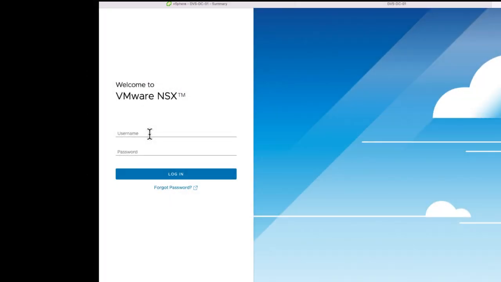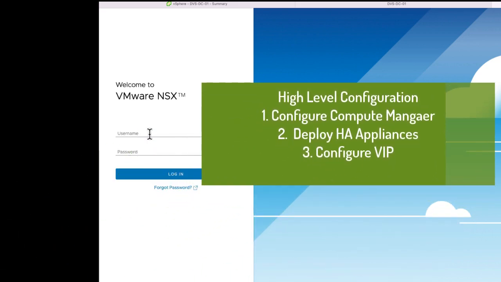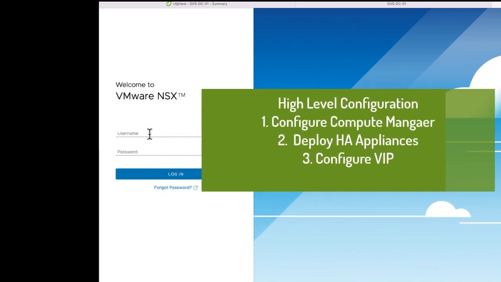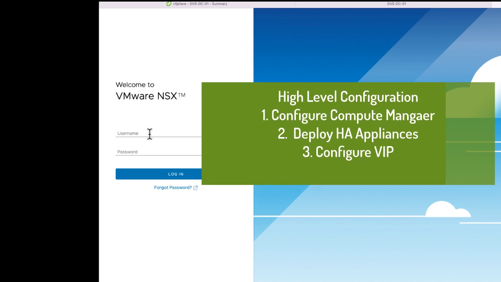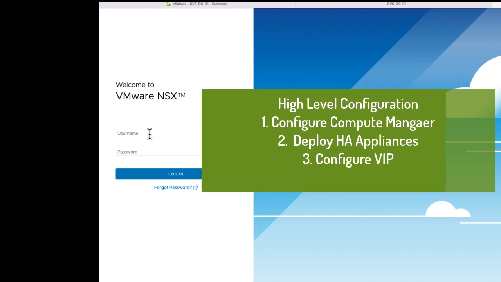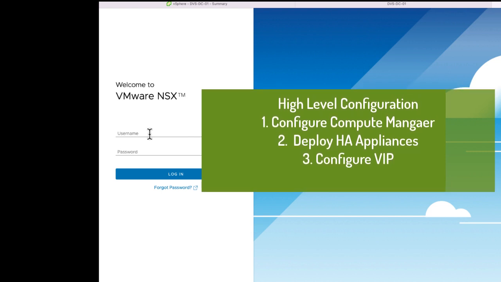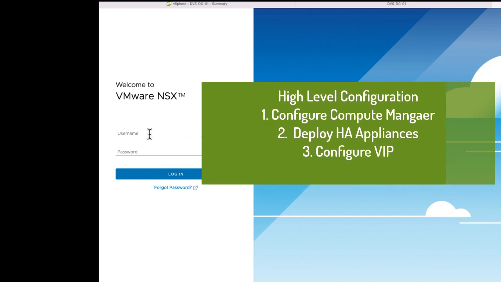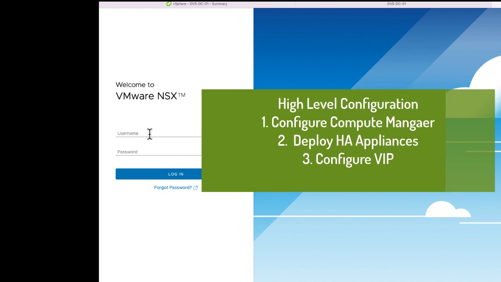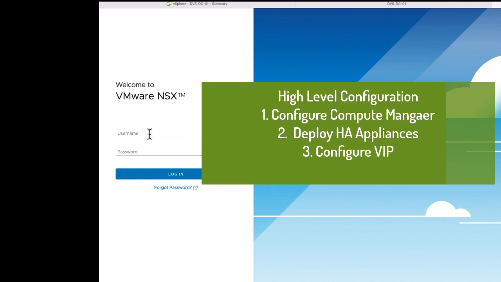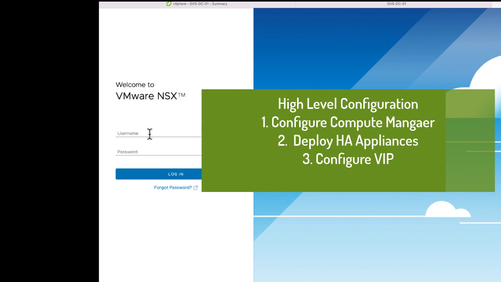Without further ado, let's dive into the necessary configuration steps for the high availability setup. First, we'll need to configure the Compute Manager by mapping the NSX Manager to the vCenter server. Then we'll deploy the HA appliances within the mapped vCenter server. Finally, we'll configure the virtual IP to provide redundancy for the connection to the manager.